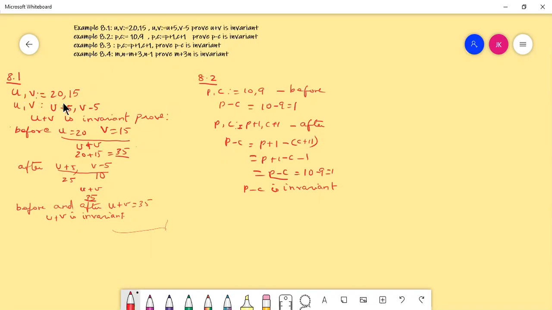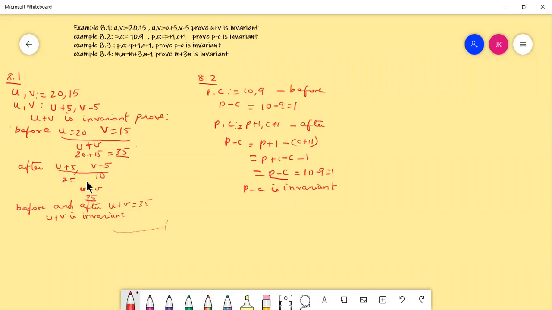And my after value substitution change value is u plus 5 and v minus 5. The logic is, before, the first time, when my u is 20 and v is 15, u plus v is equal to 20 plus 15, which is equal to 35. Now after assigning the value, u plus v is equal to what? My u value changes to 25 and v value is v minus 5, which means 15 minus 5 is 10.